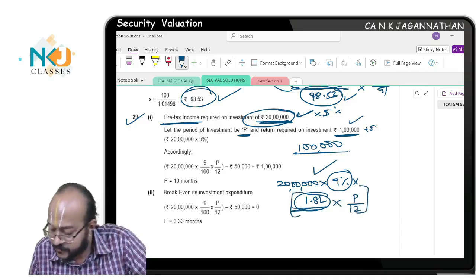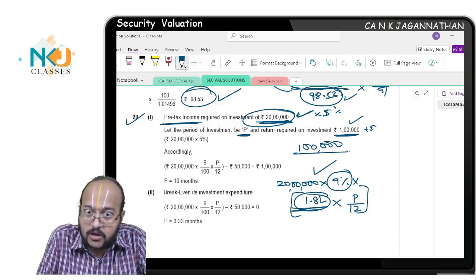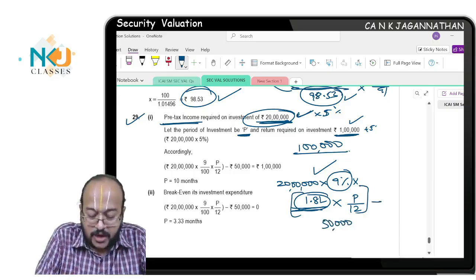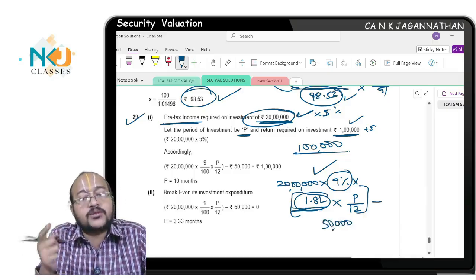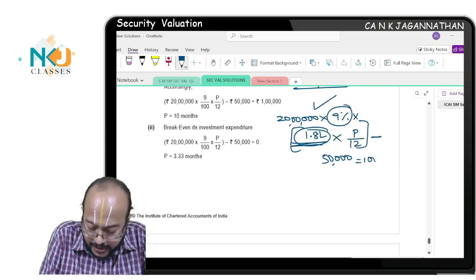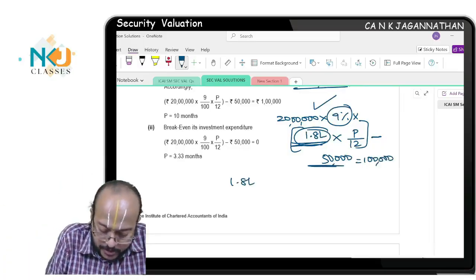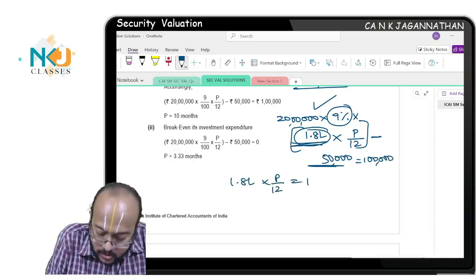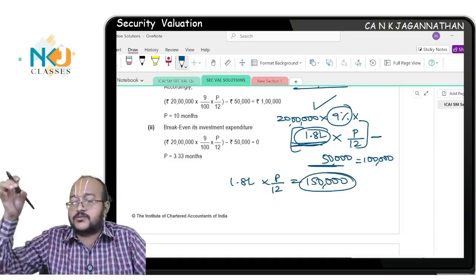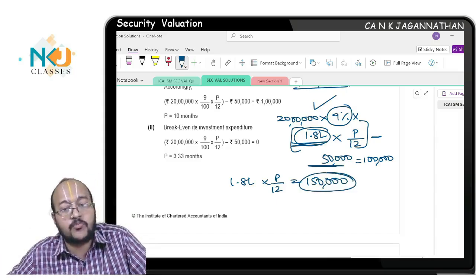This is the total amount of return, minus 50,000, which should also cover the expenses, correct? So I should earn 1,50,000. Return minus 50,000 is equal to 1 lakh, or I can take the expense to the right-hand side and show 1.8 lakh into P by 12 is equal to 1,50,000, so that I cover my expenses also. Are you all understanding what I am trying to say? Expenses are 50,000, which should also be covered by the return from the investment, which means I need to earn 1,50,000 to break even. Are you understanding?